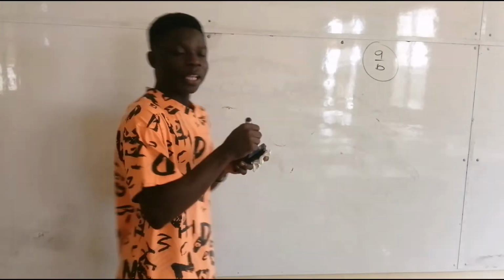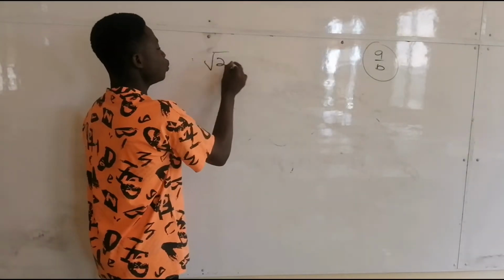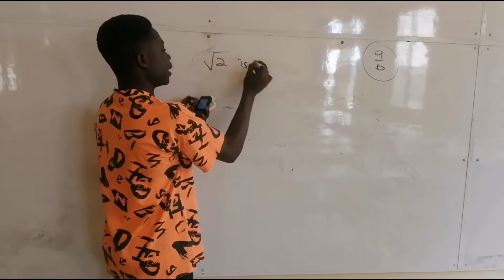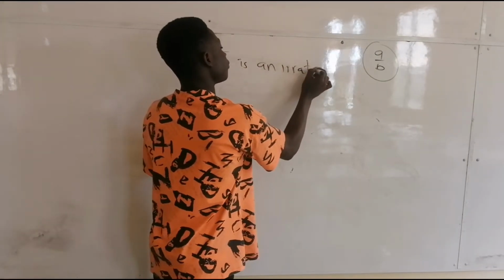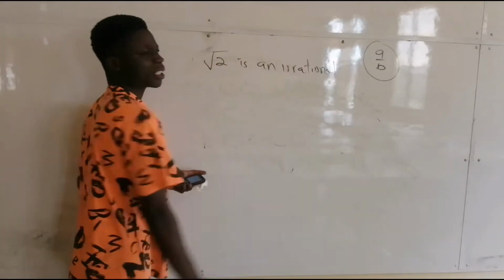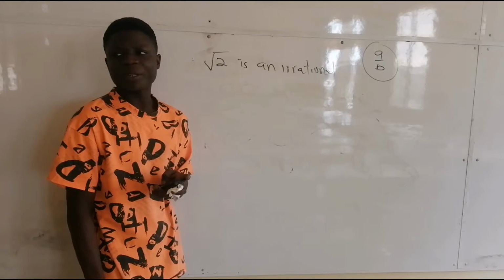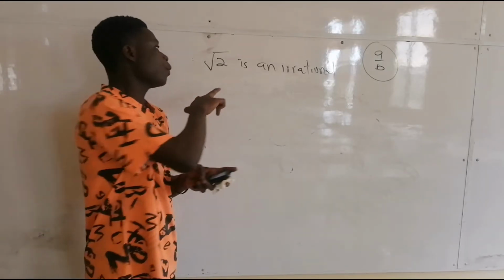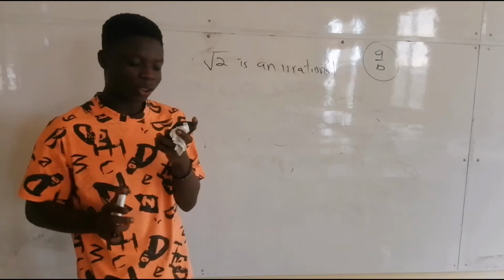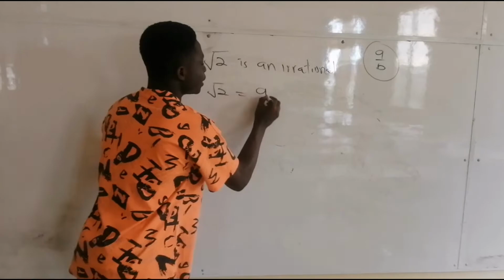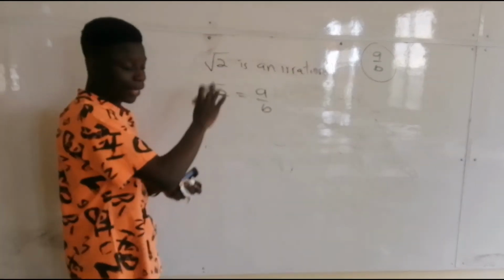So, let's look at this. We are proving that root 2 is an irrational number. When we talk about an irrational number, it means that it cannot be expressed as A over B, but the assumption that we're going to make is the vice versa. So we assume that root 2 is a rational number, right? So first, root 2 can be expressed as A over B. This is an assumption we're making.